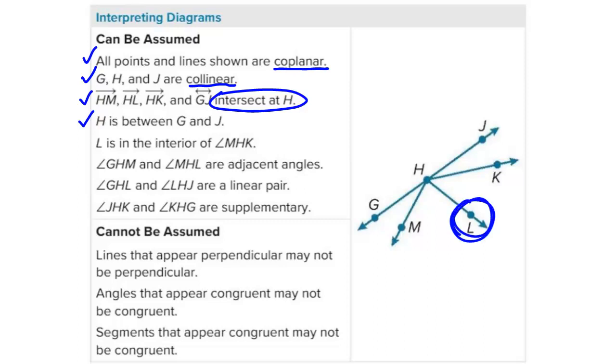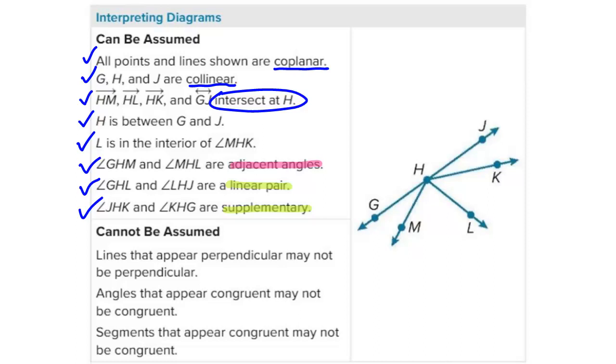I can assume that a point is on the interior of an angle. I can assume angles that are touching, or adjacent angles. I can assume linear pair angles. And if I have linear pair angles, I am allowed to assume that that linear pair is supplementary.